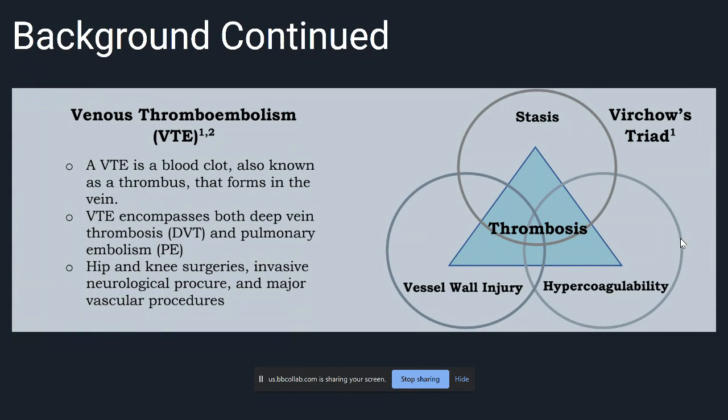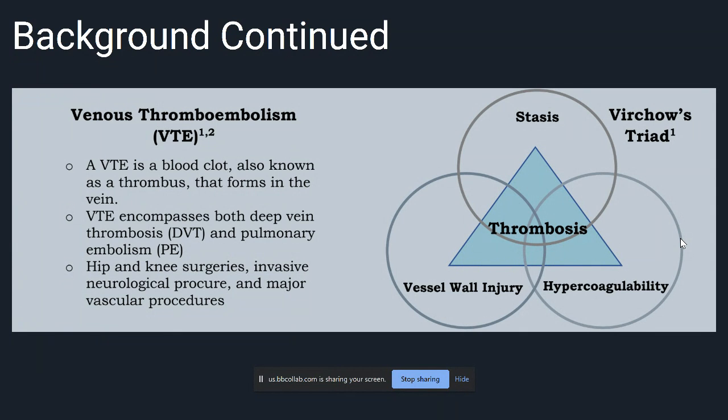We then have hypercoagulability, which is the overall increased risk of clotting in patients. And then we have vessel wall injury, where a thrombus can form at the site of injury at the vessel wall and can detach from the wall once the injury is healed, and that thrombus can travel through the bloodstream to other areas of the body.